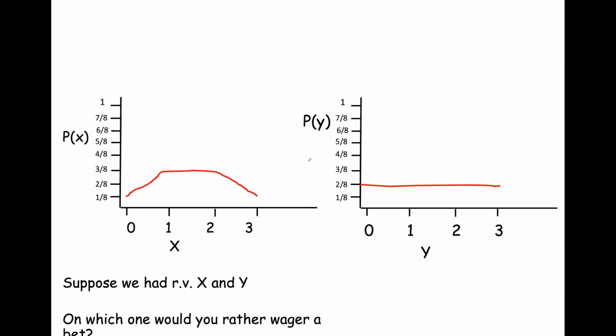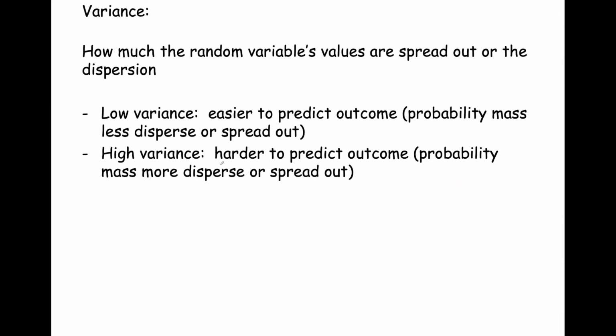And so this idea then, if we look at these two distributions, the variance of this distribution is wider than the variance of that distribution. It's less spread out, the probability mass over all the values that the random variable can take on. And so this variance talks about how much the random variable's values are spread out.